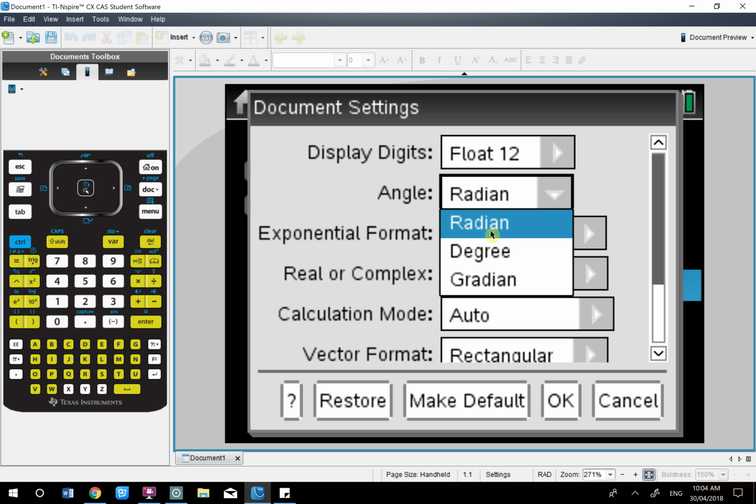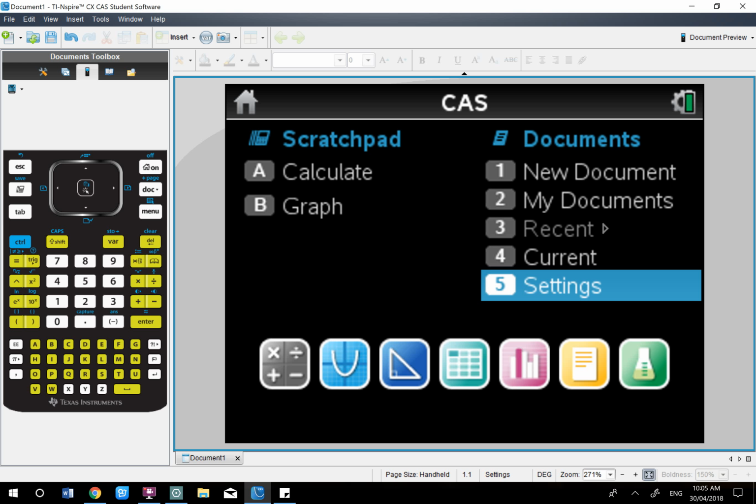In methods, we use radians after year 11, when we start learning circular functions. But in year 10, for the first couple of exercises, we use degree mode. Degree mode is 30 degrees, 40 degrees, 45 degrees. And the radian form is pi. We use pi to represent degrees. We'll learn that later, but let's set it as degree mode first.